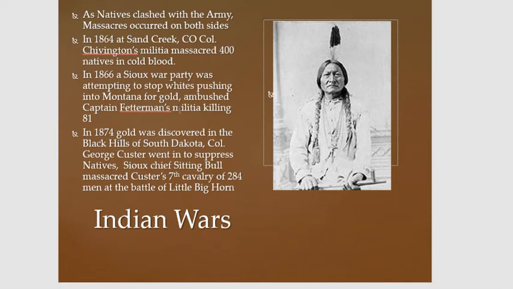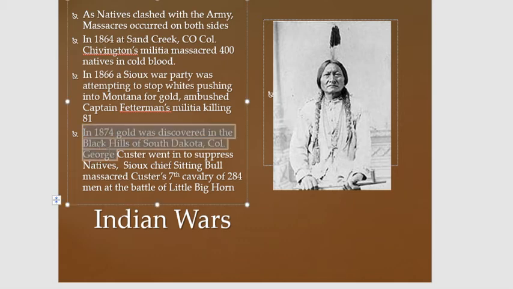His militia killed 400 Native Americans in cold blood. In 1866, a Sioux party was attempting to stop whites from pushing into Montana for gold, and they killed 81 militiamen. In 1874, gold is discovered in the Black Hills of Colorado, and that is Sioux territory. So General George Armstrong Custer is going in there to take care of the Native Americans.